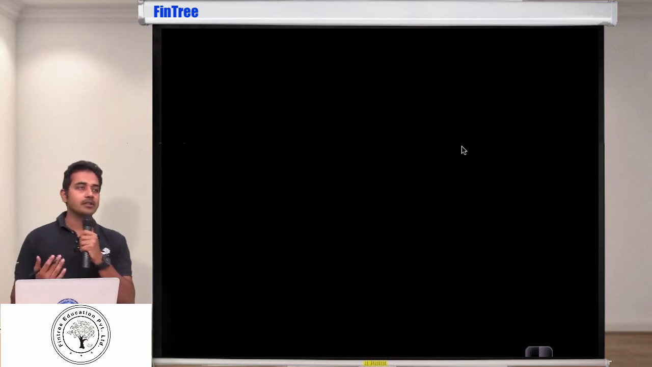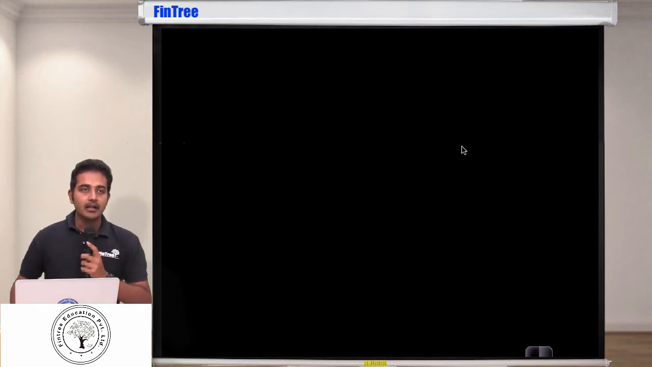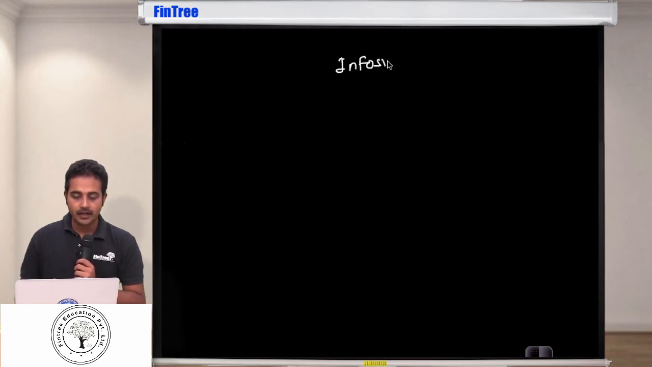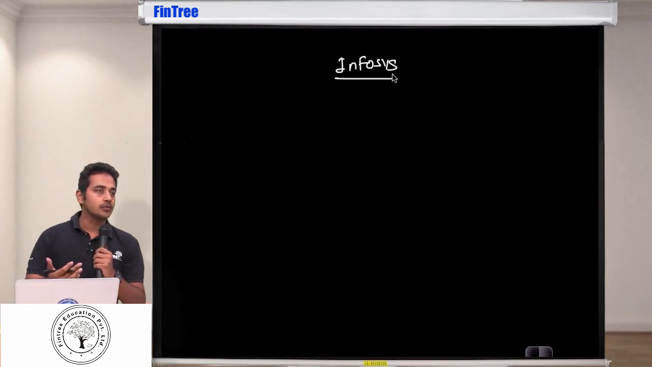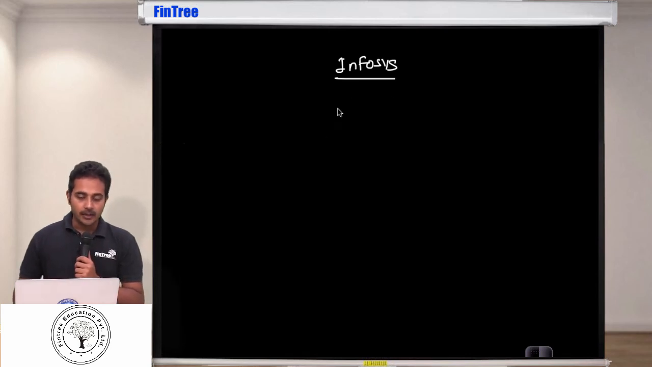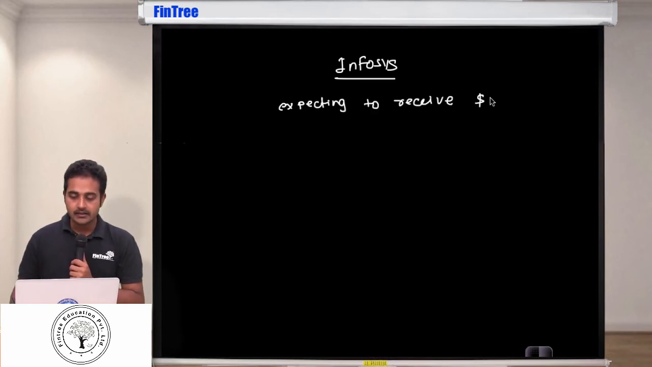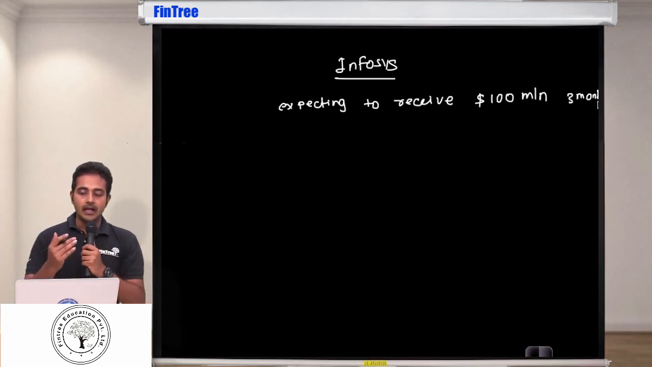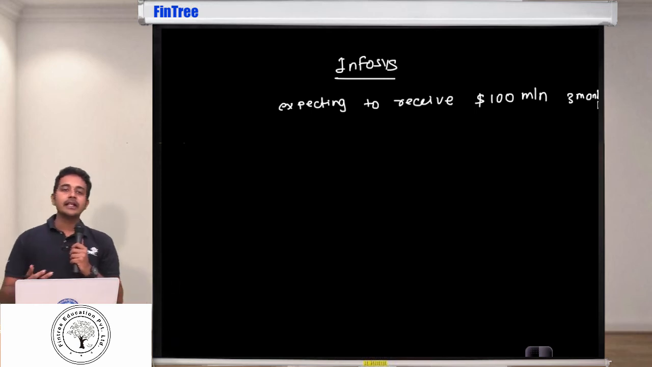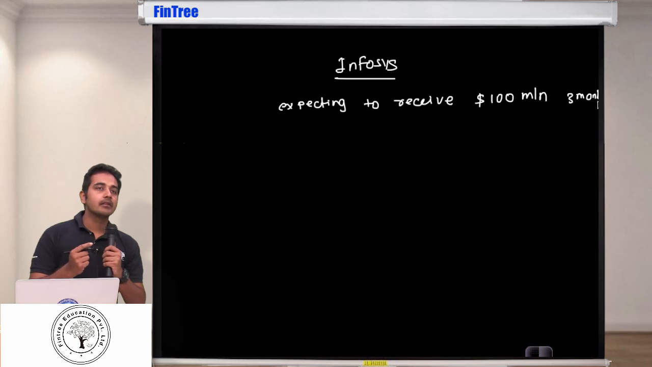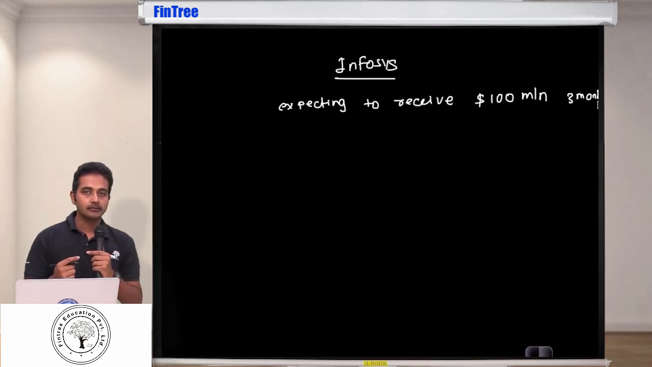We are going to do an example so you understand what I mean by this. Let's think from the perspective of Infosys, an Indian IT company which provides IT services to a lot of investment banks all over the world. Imagine Infosys is expecting to receive, let us say, USD 100 million in 3 months. Now there is an uncertainty in the system. They do not know at what price they will be able to convert that to Indian rupees.